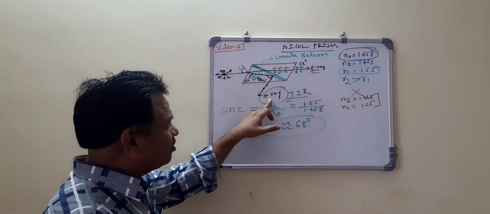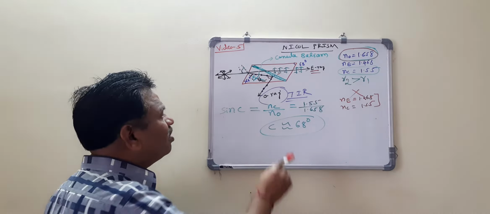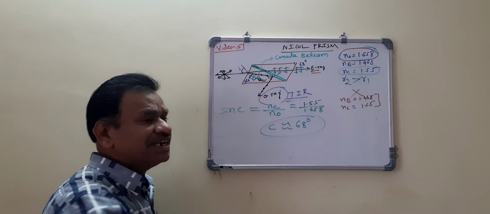So what you learn from this is that the mixed component is now completely filtered. The ordinary ray is completely eliminated.